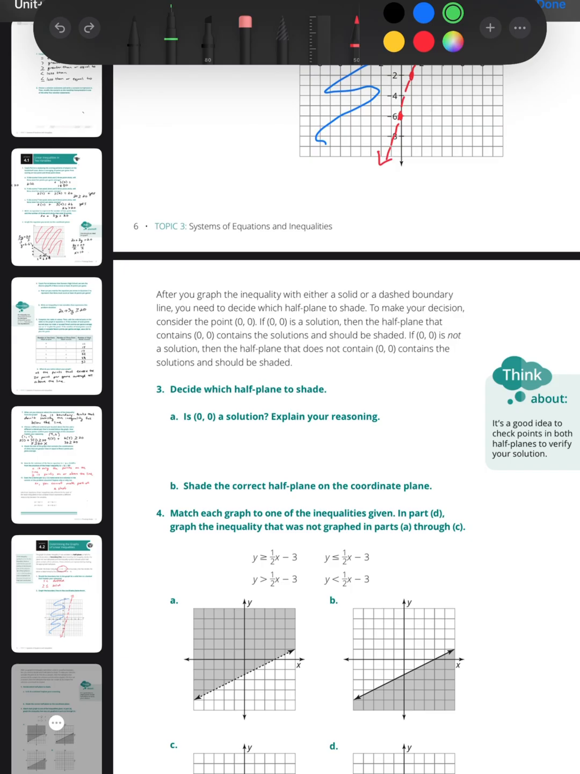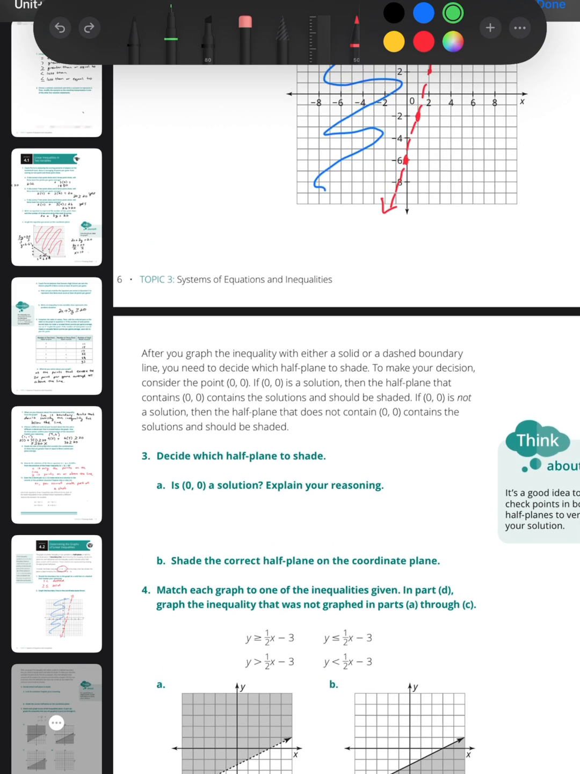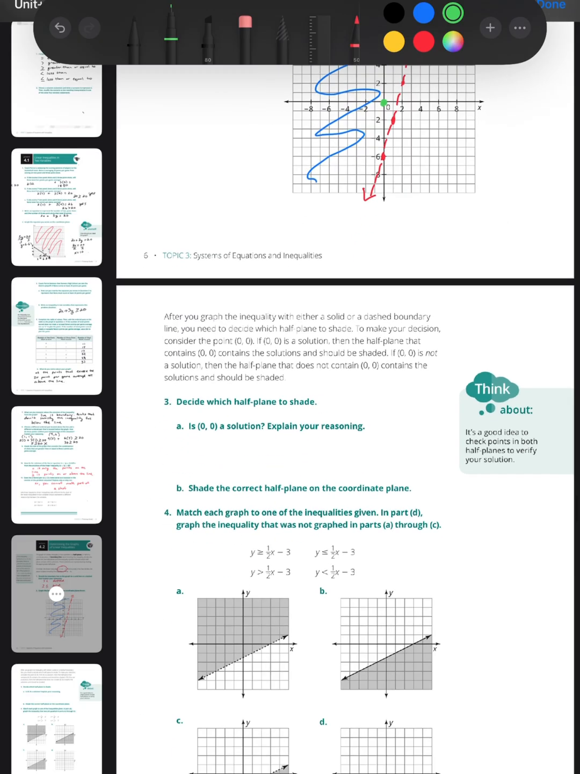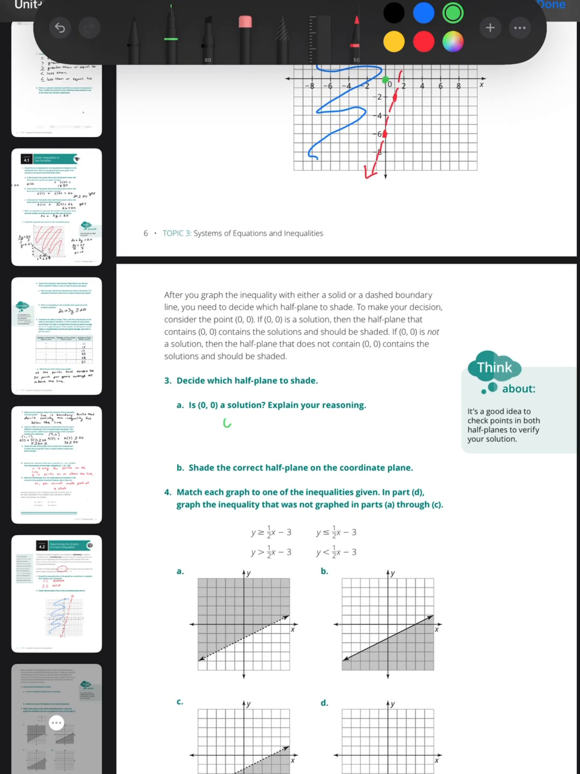Okay, so we already decided which half plane to shade. I already showed you we're going to shade on the greater than side, which is the side above it. So it wants to know, is (0, 0) a solution? If we look at (0, 0), yes, it's on the side of the line that is shaded. So yes, it's on the shaded side.